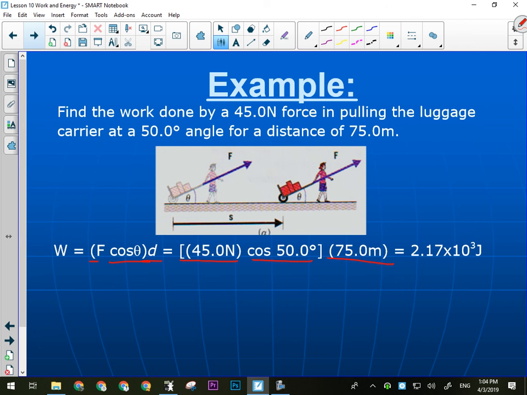of energy. That sounds like a big number. That's 2.17 kilojoules. It's like 2.5 calories. So you're not burning a lot of calories pulling this luggage cart for 75 meters. Better find some other cardio to do if you're looking to burn some calories. That's not getting it done. Everybody all right with that?